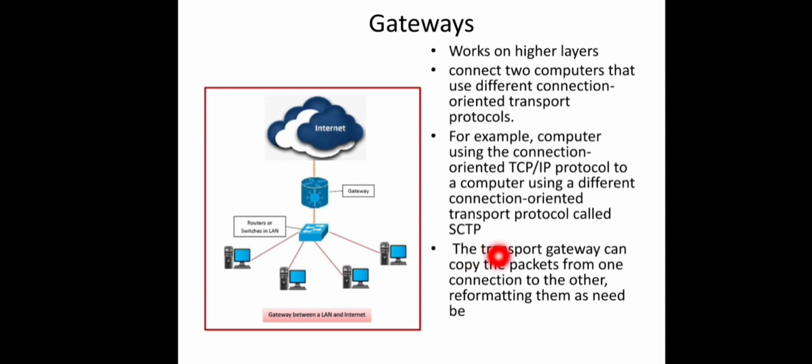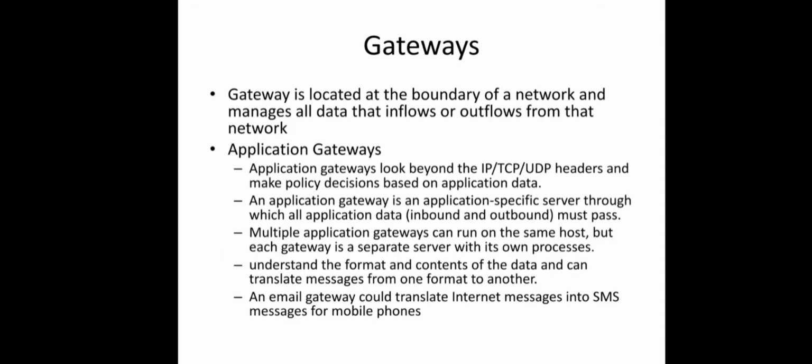In that case, the transport gateway can copy the packet from one connection to the other, reformatting it as needed. Depending on the type of network, from one interface to another network interface, it will reformat the entire packet content. That is done by the gateways. Usually a gateway is located at the boundary of a network and manages all the data inflows and outflows from that network. And there are gateways which work on the application layer also.